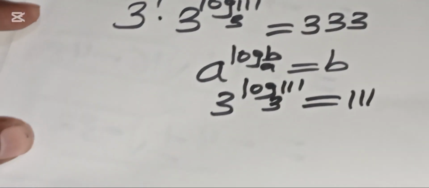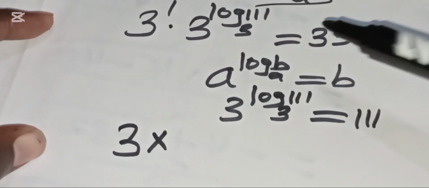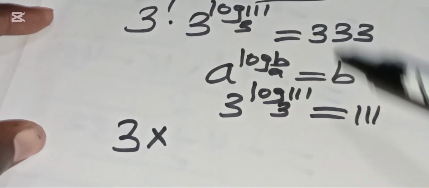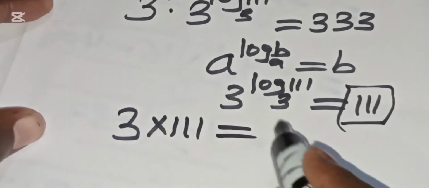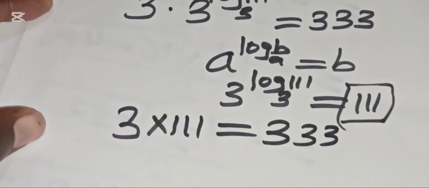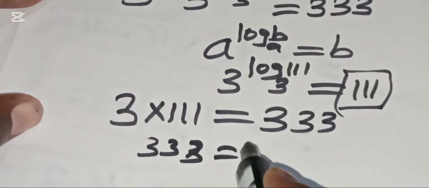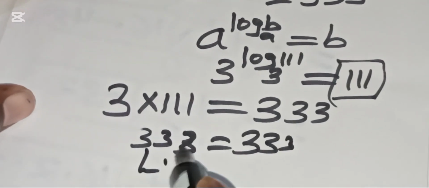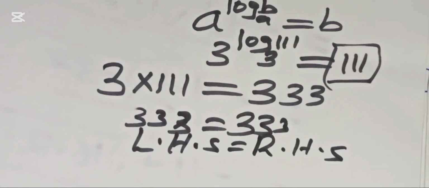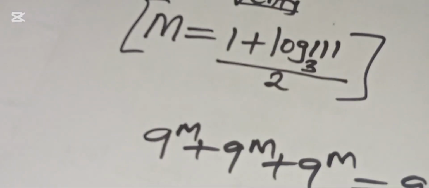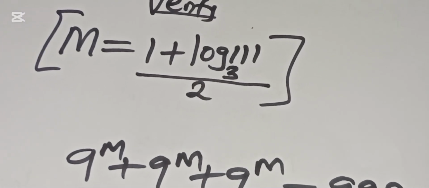Now we have 3 multiplied by 111, which is supposed to give us 333. 3 times 111 is 333, which is equal to 333. That affirms that the left hand side is equal to the right hand side, and that shows that the value of m, which is 1 plus log 111 to base 3 divided by 2, satisfies the equation.